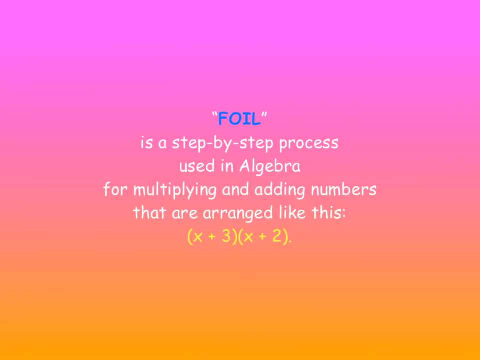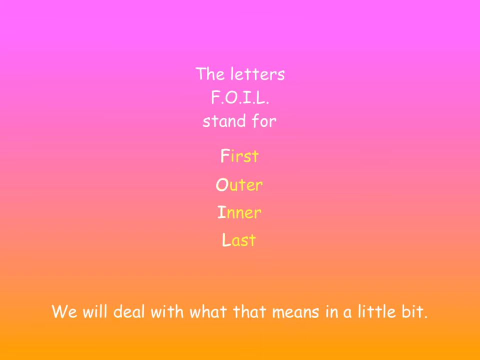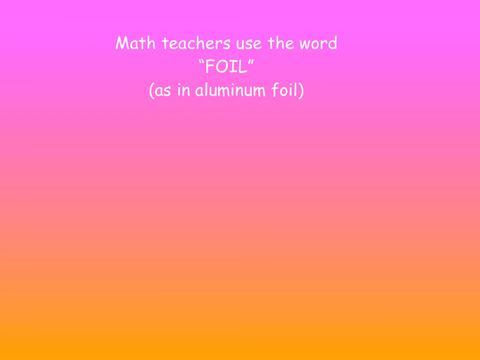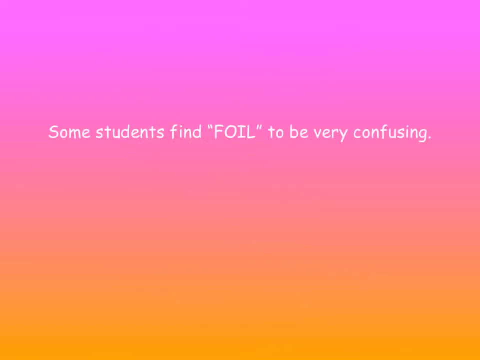FOIL is a step-by-step process used in algebra for multiplying and adding numbers that are arranged like this. Example, x plus 3 times x plus 2. The letters FOIL stand for first, outer, inner, and last. We'll deal with what that means in a little bit. Math teachers use the word foil, as in aluminum foil, to help students remember the letters FOIL in order. Some students find FOIL to be very confusing, and this video will help them make sense of it.